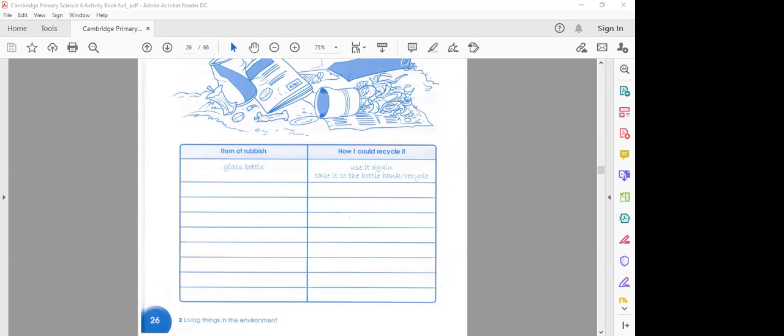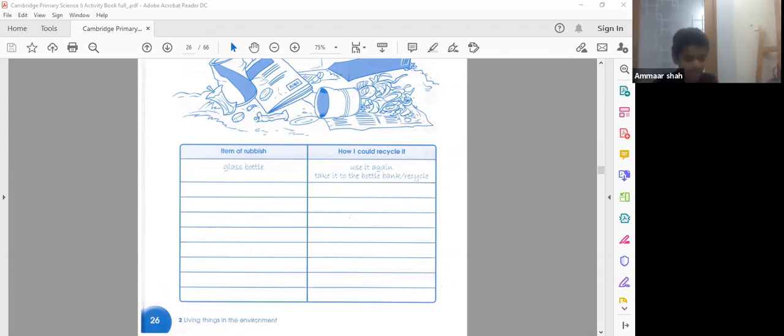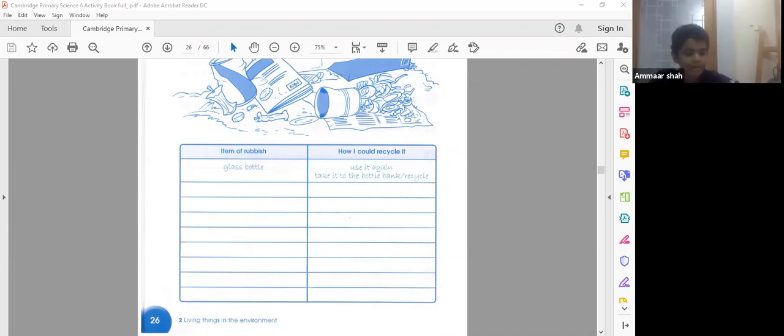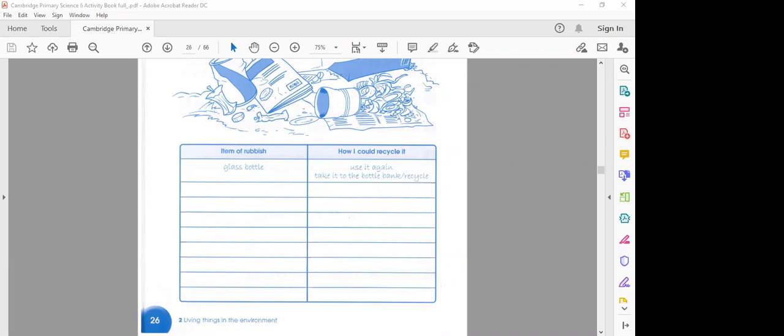We can break it, and then they make different products from it. We have to mention that, no? We can make a pen stand, we can make a flower pot, right? Ma'am, but that we can make at home also. Yes, you can't make plastic at home. Amar, what have you written? You have written put in recycle bin. That is an incorrect answer. How could I recycle it? You had to give ways of recycling it.